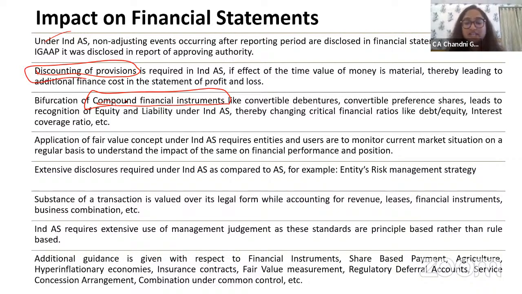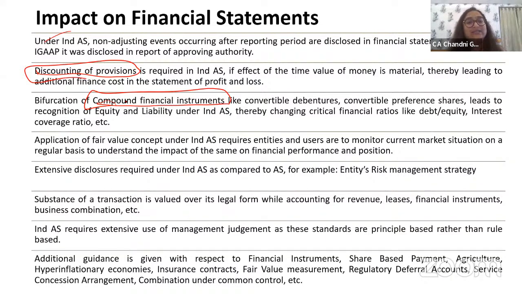Now this is a change. Why? Because now some portion of equity has been moved to the liability. So the debt of the company is increasing, right? This is a quantitative impact. Now, if the debt is increasing, obviously the key ratios will change. Say the debt equity, interest coverage ratio, right? So all these ratios will change.